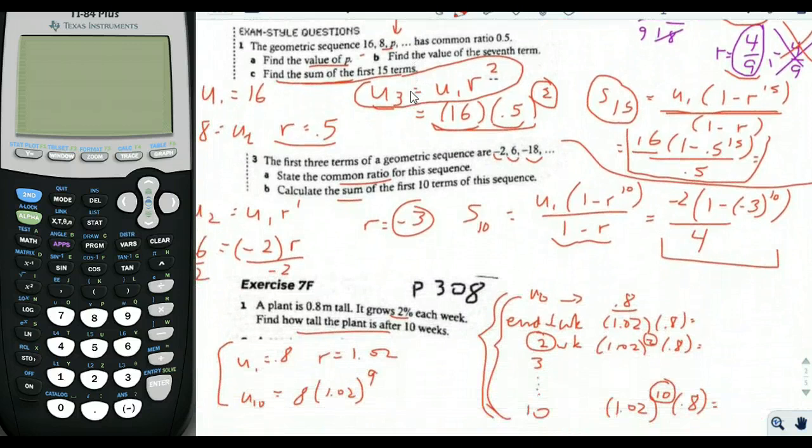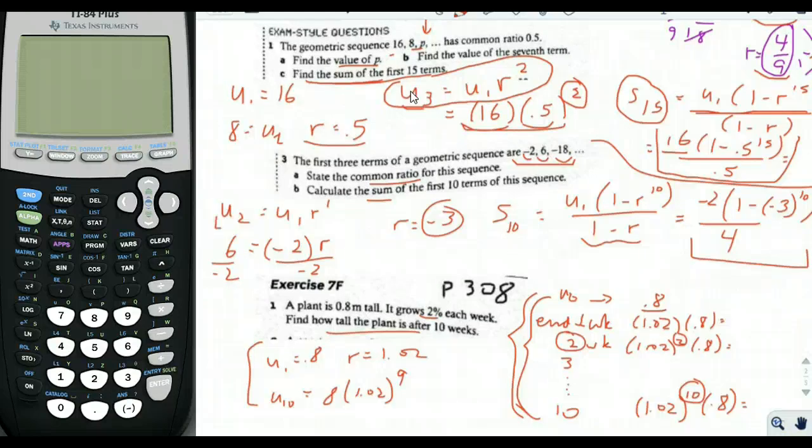Okay, next one. The first three terms of a geometric sequence are -2, 6, -18. State the common ratio for this sequence. Okay, so we're going to be able to find it from the term formula, which is U2 equals U1 times r to the first. Why r to the first? Well, because n is 2, this is n minus 1. So U2 is going to be 6, right? U1 is going to be -2. So we have 6 equals -2 times r.